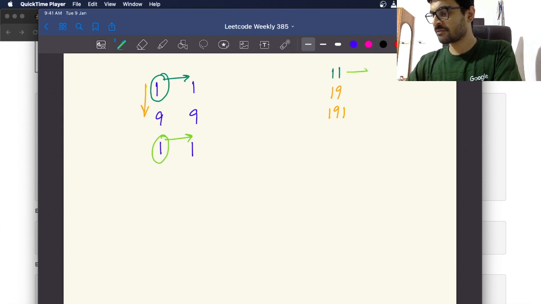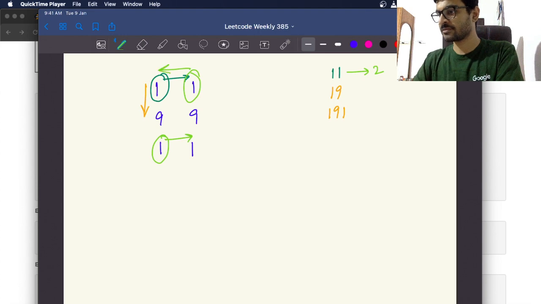From here we will find 11. So 11 we have found twice already. From this one also, if we travel to the left, and from this one if we travel to the left, we find 11. So basically 11 is found 4 times.